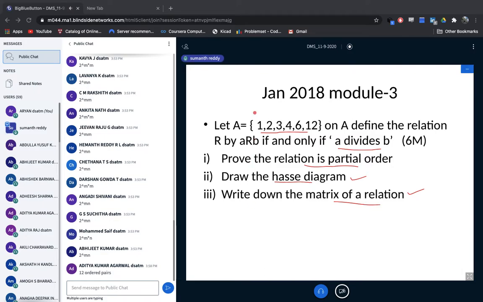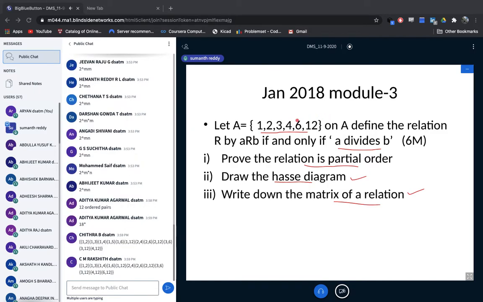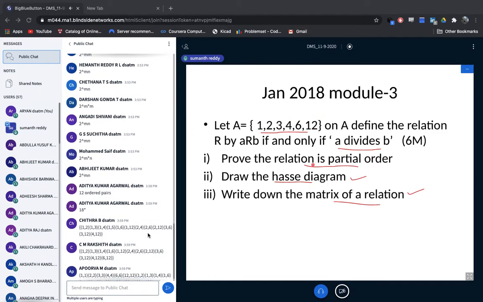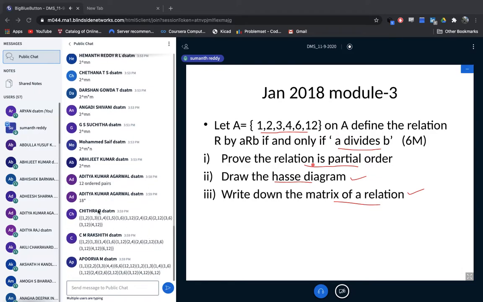So I'll just read out for you. (1,1), (1,2), (1,3), (1,4), (1,6), (1,12). Every number will be divided by 1. So (2,2), (2,4), (2,6), (2,12), (3,3), (3,6), (3,12), (4,4), (4,12), (6,6), (6,12), (12,12). Okay. So anyhow, I think now you got an idea, right? Next.